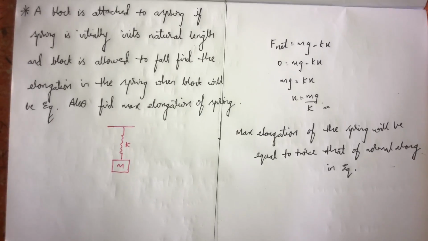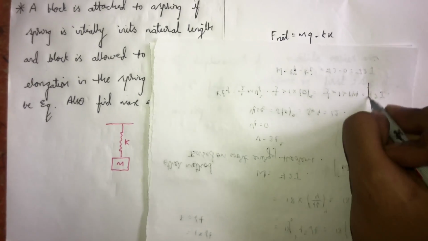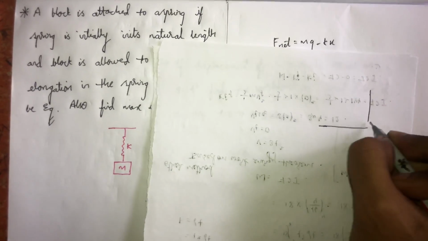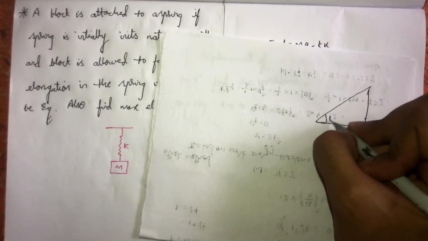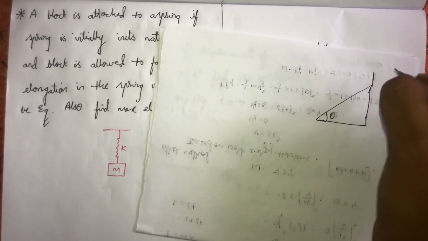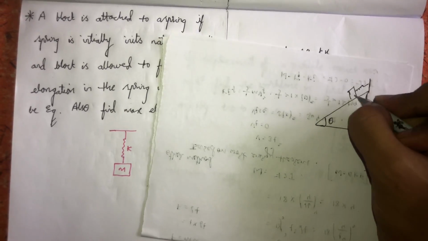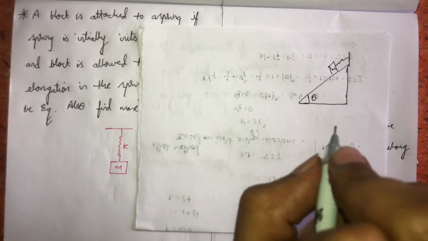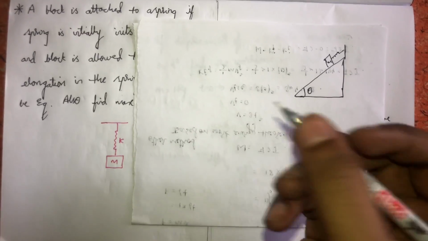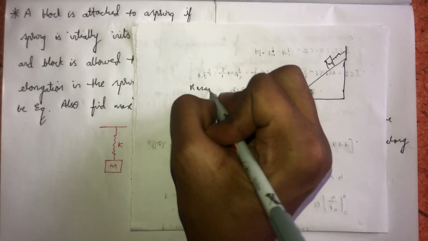Another problem related to this concept. Here it's a smooth inclined plane making an angle theta. Here it is attached with a spring. Mass m is attached. So what will be the maximum elongation of the spring if the block is left freely in the equilibrium position?